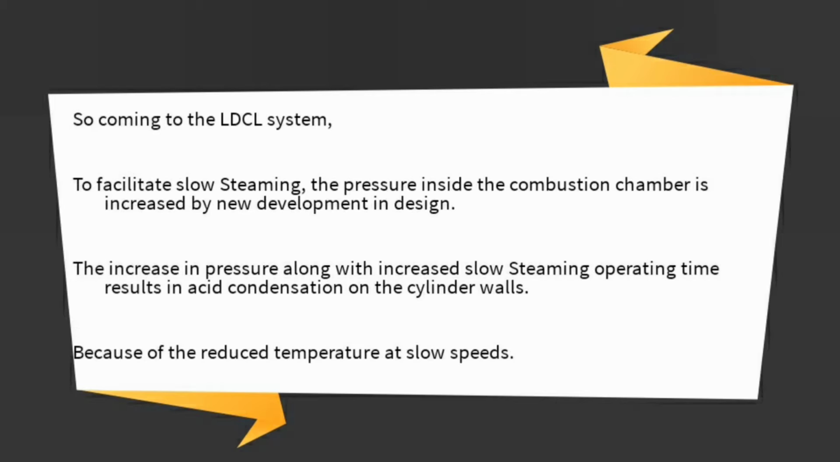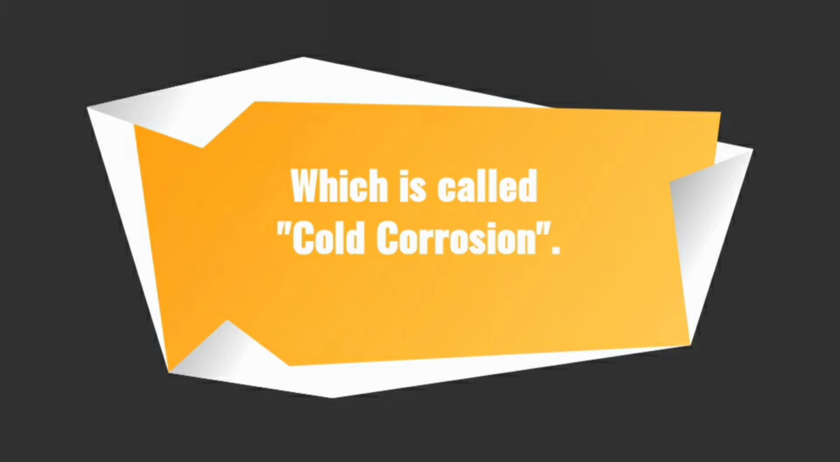So coming to the LDCL system, to facilitate slow steaming, the pressure inside the combustion chamber is increased by the new development in design. The increase in pressure along with the increased slow steaming operating time results in acid condensation on the cylinder liner because of the reduced temperature at slow speeds, which is called cold corrosion.